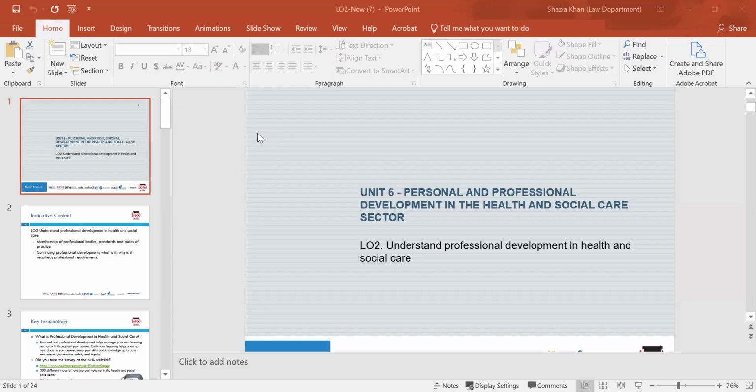Before I go into learning outcome 2, I just want to give you a summary of what we did in the last session, which was learning outcome 1 yesterday. In learning outcome 1, we looked at understanding career and progression opportunities in health and social care. We looked at what personal development is, why it's so important within your own developing needs, and what professional development was. We also looked at what CPD is, and reflective practice and the importance of reflective practice within any organisation, and why that's so good for you as an individual.